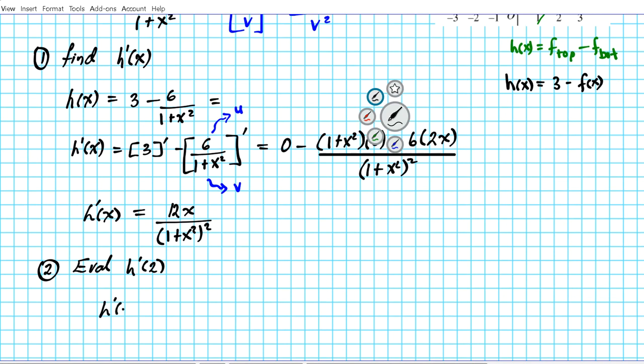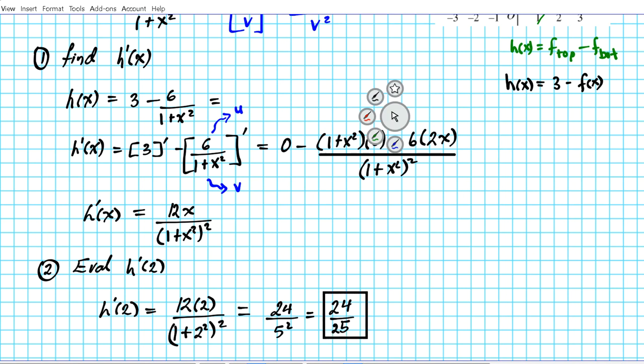So h prime of 2 is 12 times 2 over the quantity 1 plus 2 squared, squared. Okay, so let's PEMDAS this real quick. Order of operations: 24 over 4 plus 1 is 5 squared. 24 over 25 is the answer to question number 4C.